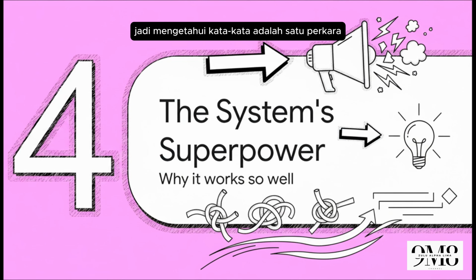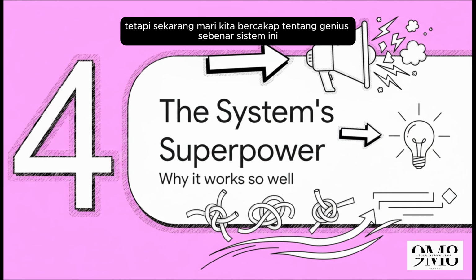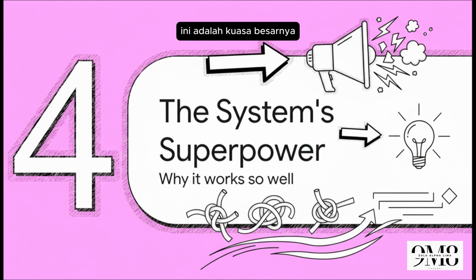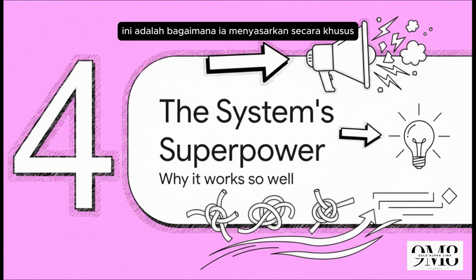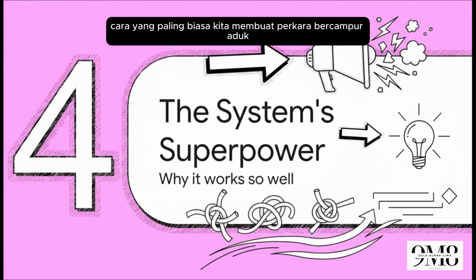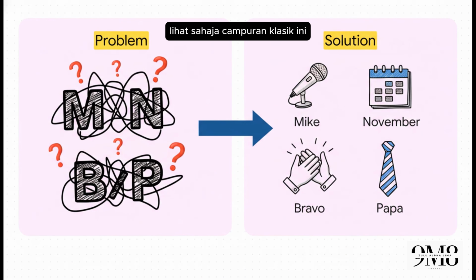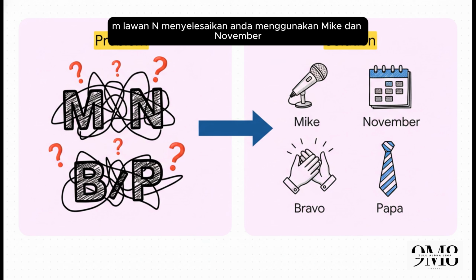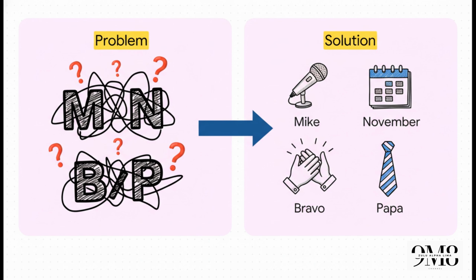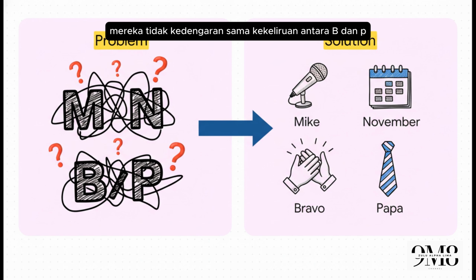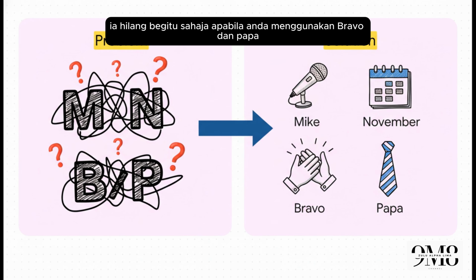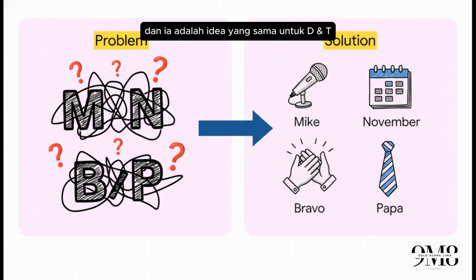So, knowing the words is one thing. But now let's talk about the real genius of this system. This is its superpower. This is how it specifically targets and eliminates the most common ways we get things mixed up. Just take a look at this. That classic mix-up, M versus N, solved. You use Mike and November. They sound nothing alike. The confusion between B and P just disappears when you use Bravo and Papa. And it's the exact same idea for D and T with Delta and Tango.